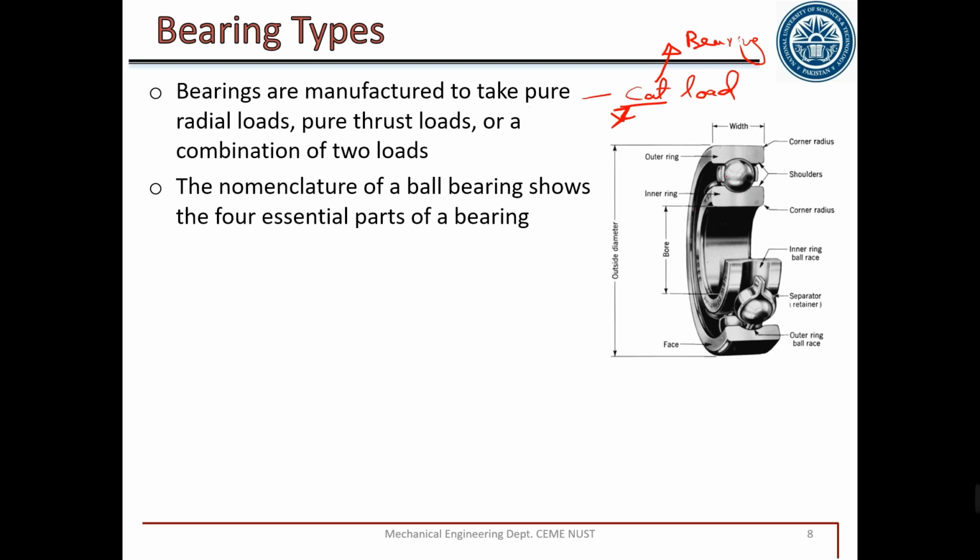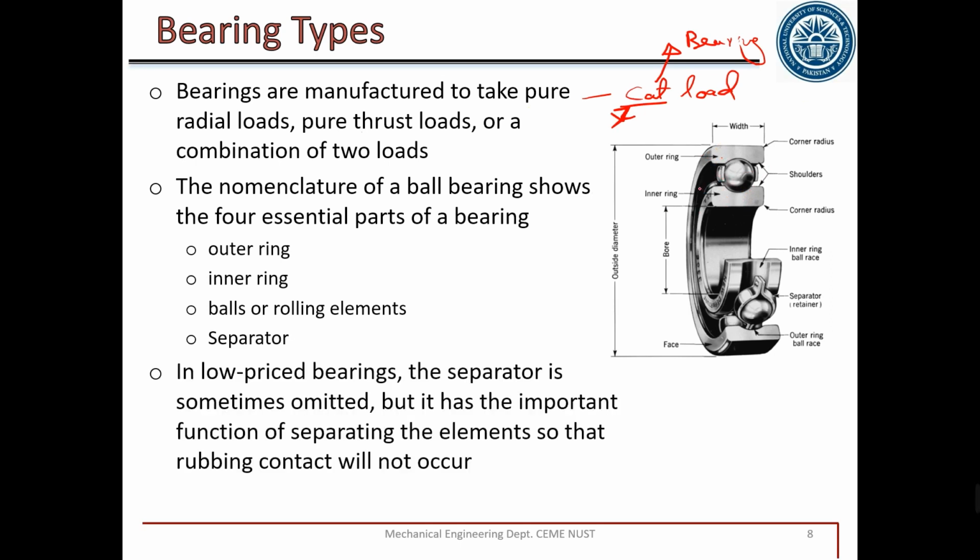Nomenclature of bearing. If you cut a section of a bearing, you have these components: one outer ring, one inner ring, balls or rolling elements, which can be cylinders or balls, and a separator. This is a separator within the ball. And in some cheap bearings you will not have a separator, but basically we have these four.